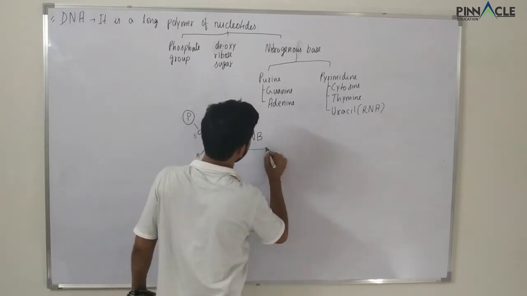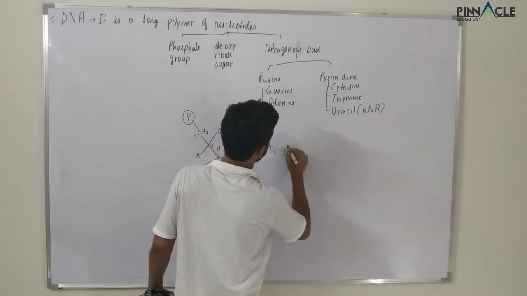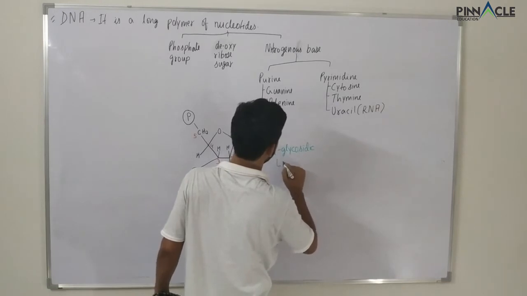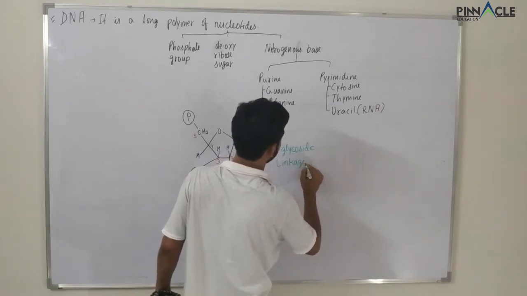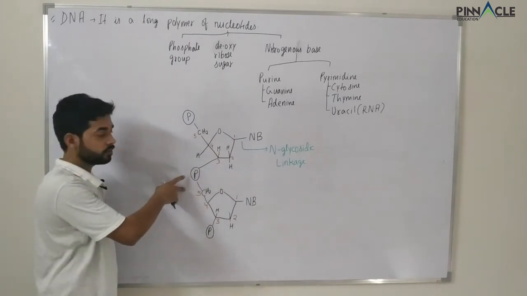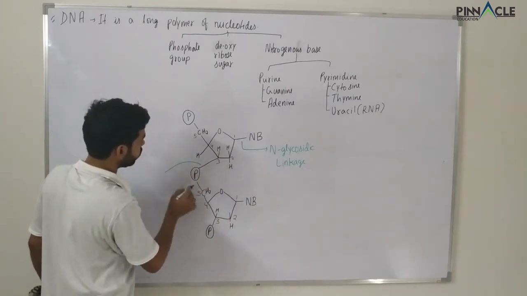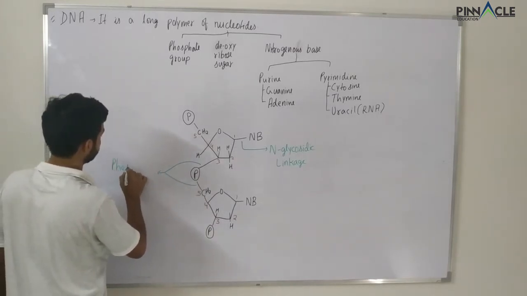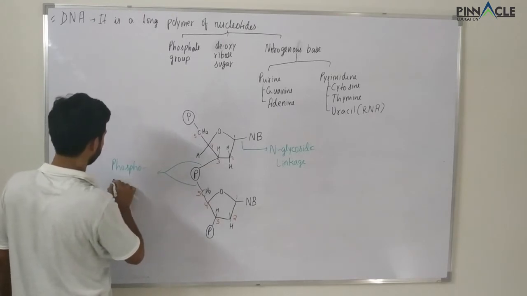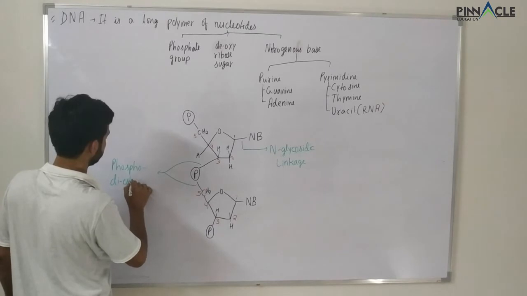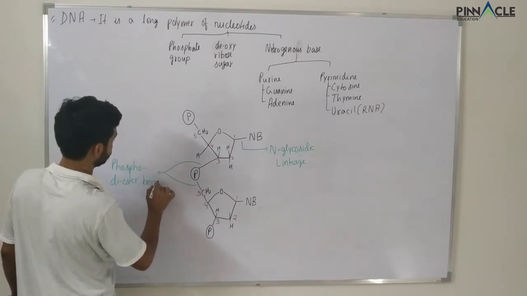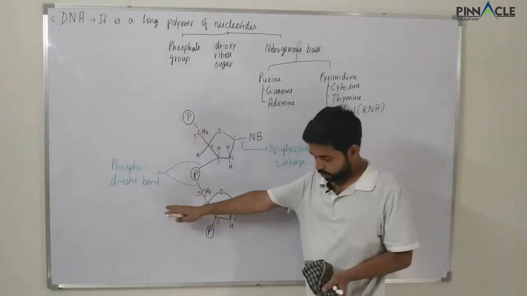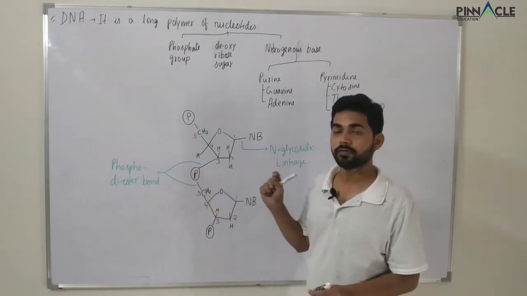This linkage is called N-glycosidic linkage. This bond, that is one above and one below, is called phosphodiester linkage. We can call it phosphodiester linkage, or we can also call it phosphodiester bond. So after this we have to look at one thing.